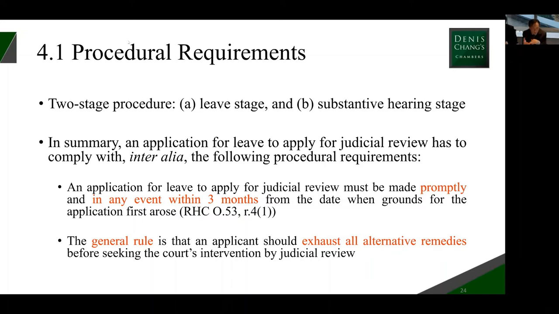There was a judgment saying that if you come to the court after 1 week, it's still too late for you. You are not doing this promptly. So there's no limitation period as such. It is not the limitation ordinance. The rule says that you have to do it promptly and in any event within 3 months' time. Otherwise, you need to ask for an extension of time, and an extension of time will not likely be granted in judicial review proceedings. The second important hurdle or procedural requirement is the general rule that an applicant should exhaust all alternative remedies before going to court seeking judicial review. What does it mean? Let's go to the next slide.